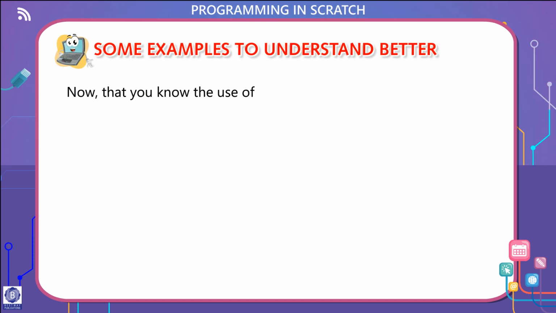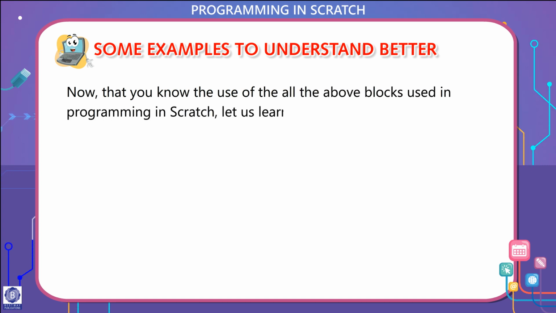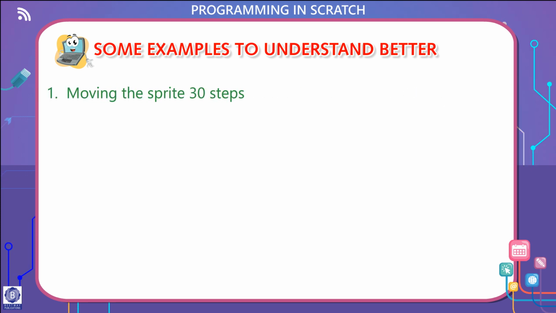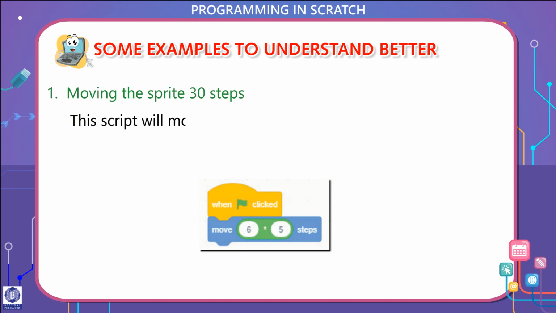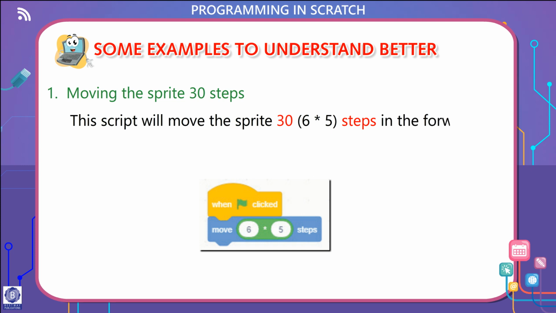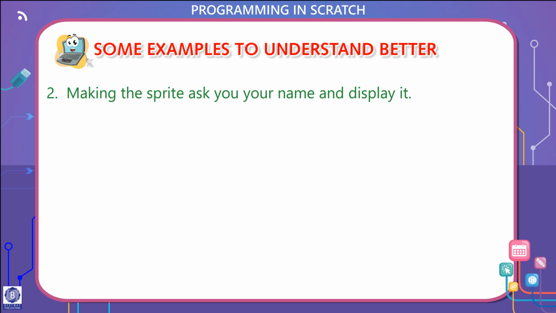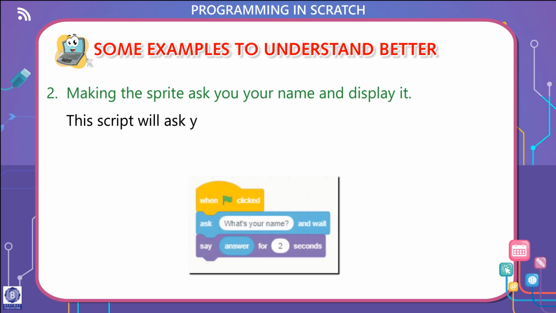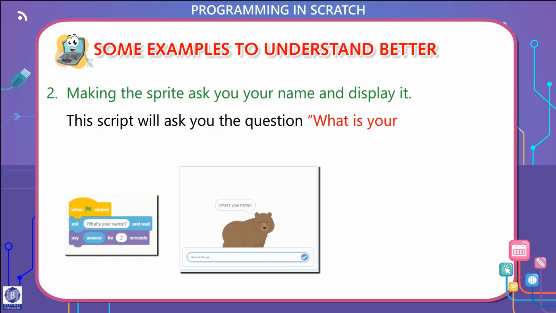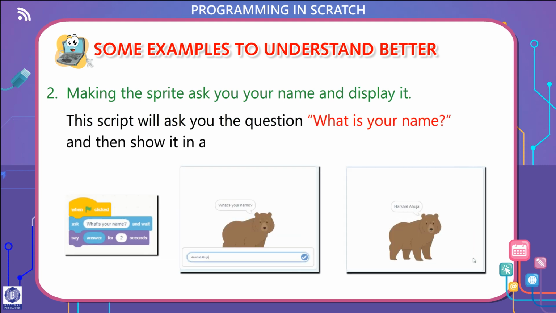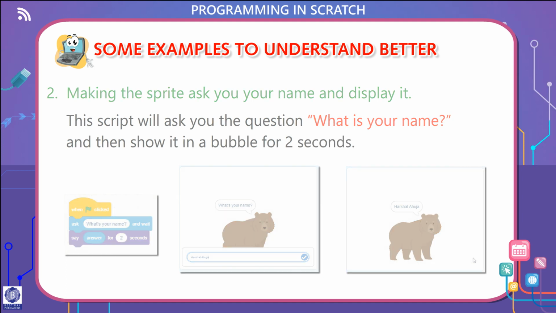Now that you know the use of all the above blocks used in programming in Scratch, let us learn to put them together to form a script. Moving the sprite 30 steps. This script will move the sprite 6 multiply 5 steps in the forward direction when you click the green flag button. Making the sprite ask you your name. This script will ask you the question, "What is your name?" and then show it in a bubble for 2 seconds.